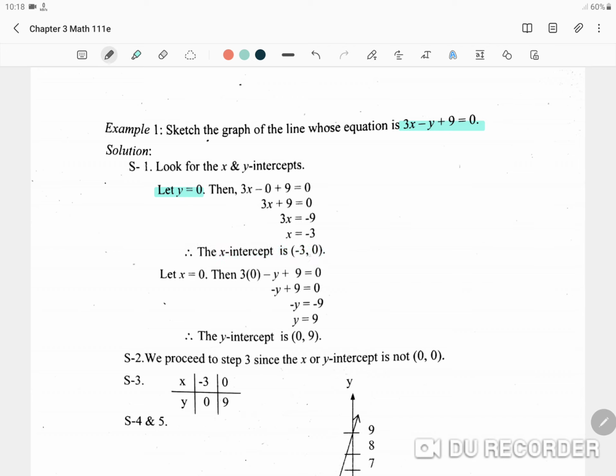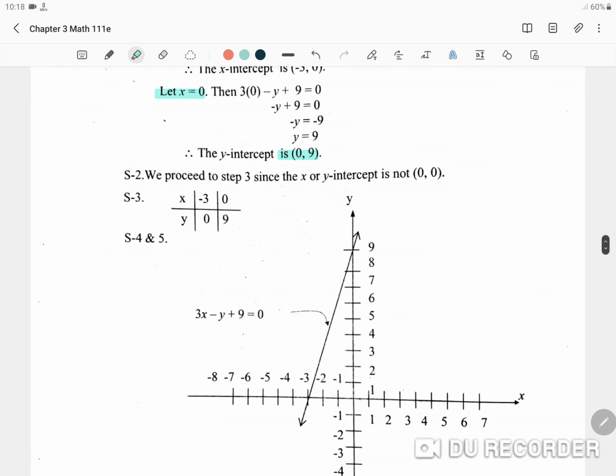Okay? Ibig sabihin, ito yung x natin. That is our x. Then, yung y natin is basically 0 because we let y be equal to 0. Yan lang. So, it also applies dito sa x natin. Same thing lang yung ginawa. It's just that x na ngayon yung equal natin to 0. Then, yung y-intercept natin ngayon is 0 and 9. So, since the x or y-intercept natin is not equal to 0, 0, no need to proceed or no need to undergo step 2.